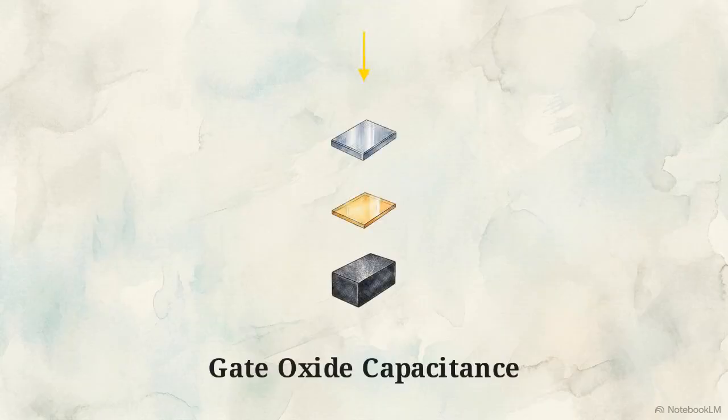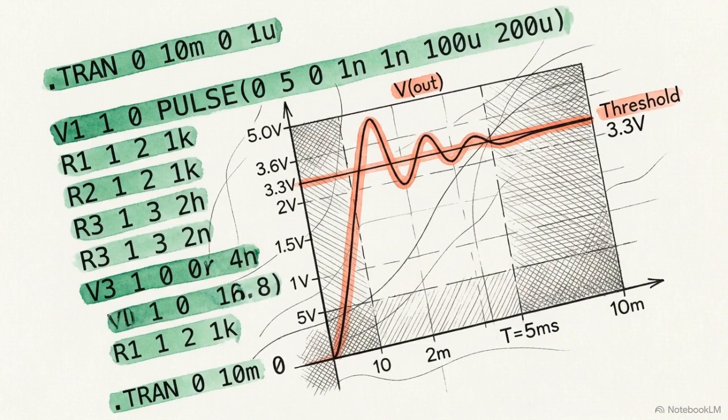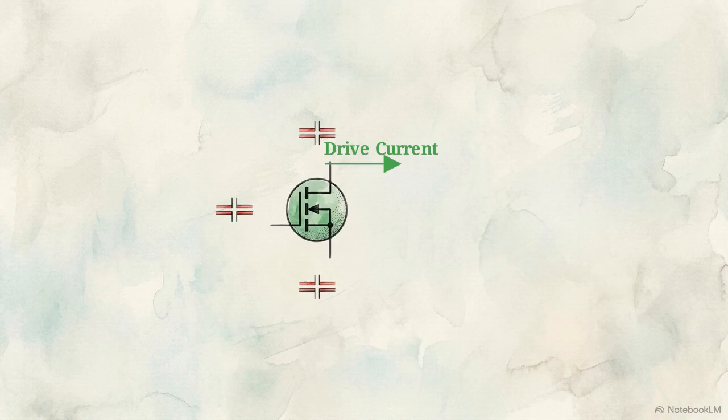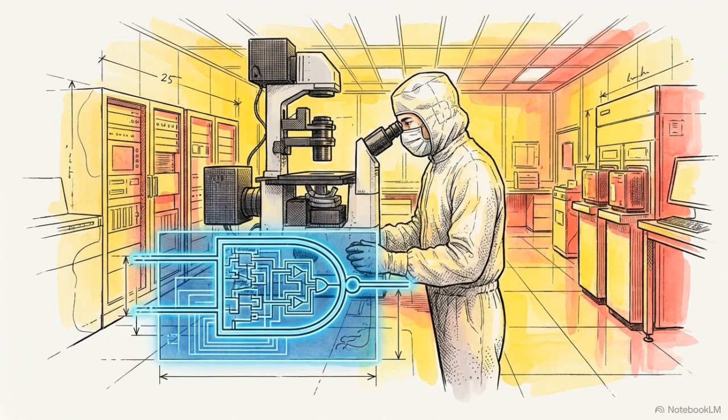The drive current must fill the gate oxide of the next stage, while overcoming the feedback of the Miller effect and the shifting widths of the depletion regions. SPICE simulation models utilize these physical parameters to calculate timing and performance with high precision. This highlights the central trade-off of design: increasing a transistor size to provide more drive current simultaneously increases the parasitic capacitances it must overcome. Effective integrated circuit design is the engineering of these physical capacitive mechanics.